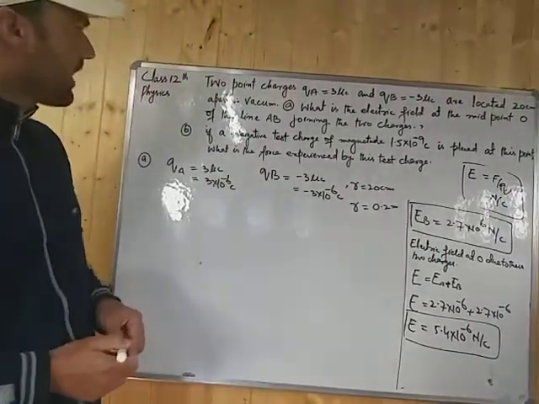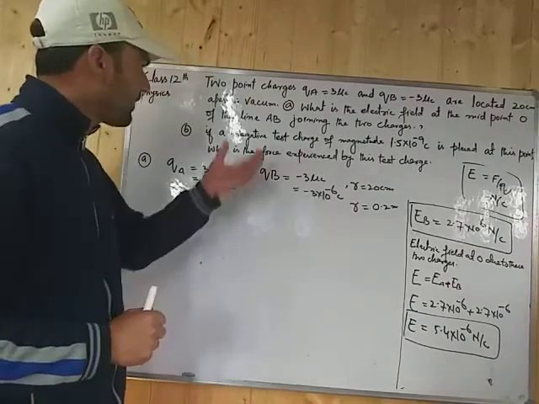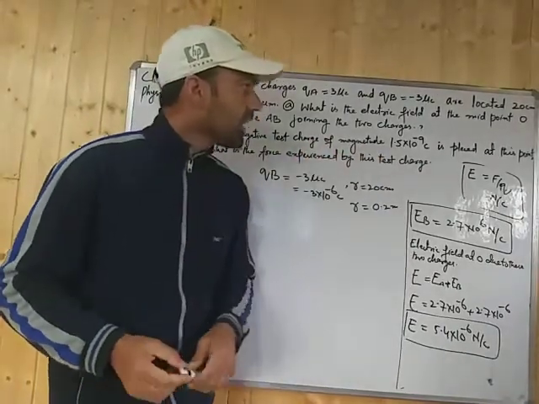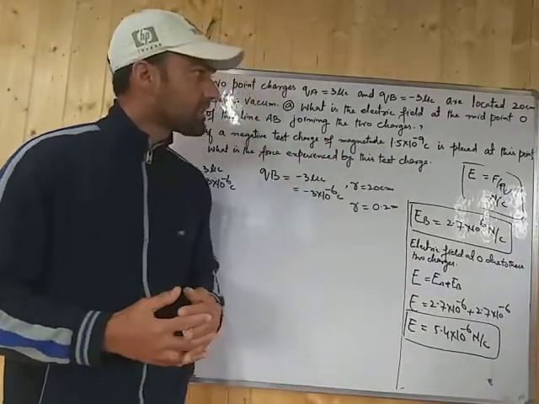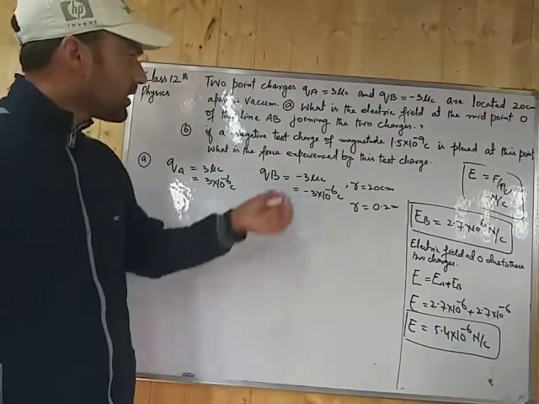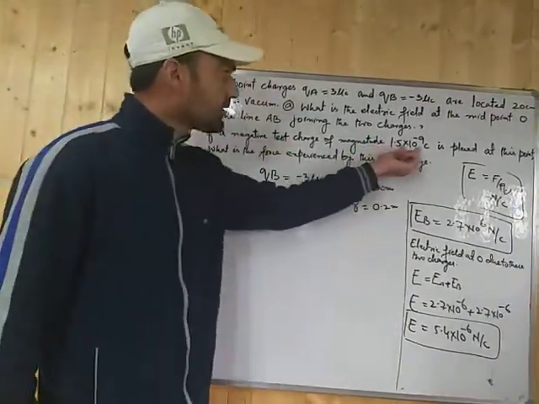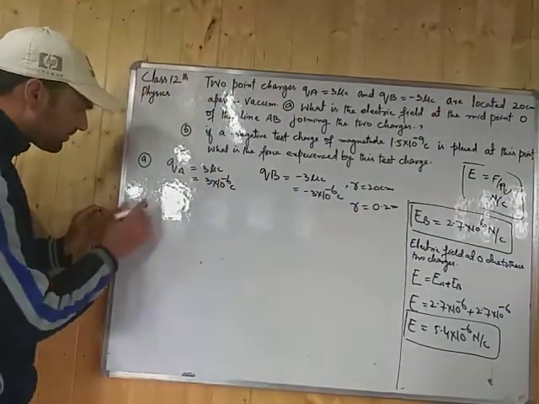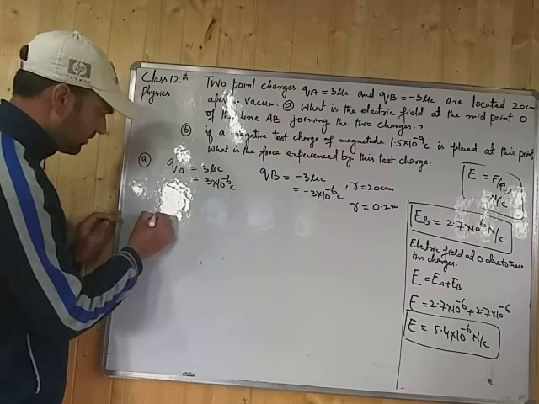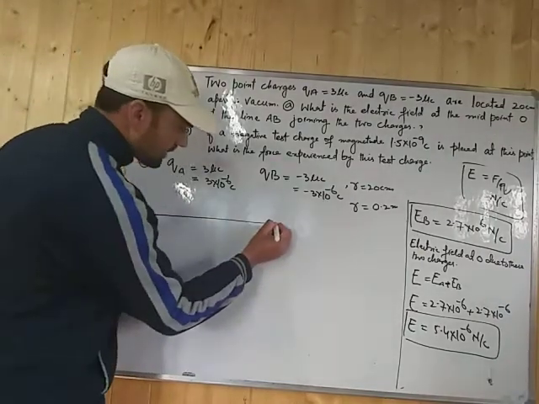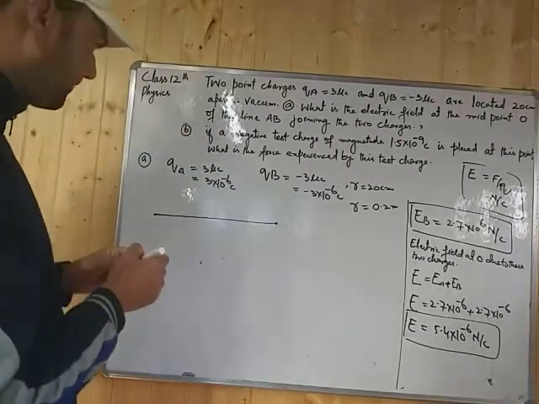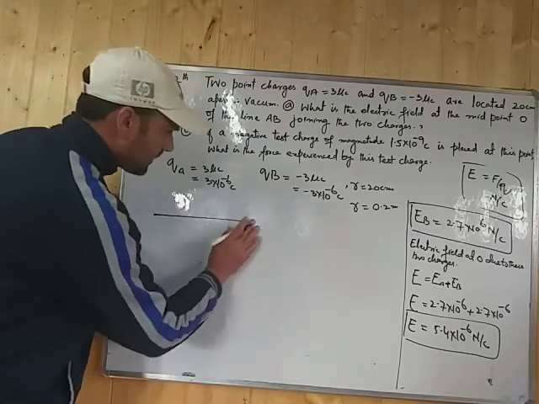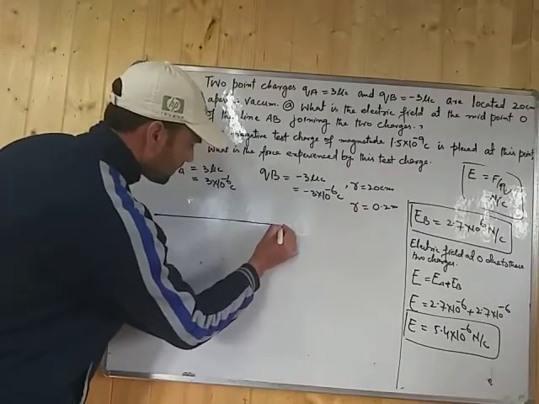So the second part of the numerical is, if a negative test charge of magnitude 1.5 into 10 raised to power minus 9 coulombs is placed at this point. That means a negative charge of 1.5 into 10 raised to power minus 9 coulombs is placed at the center of the line joining the two charges. So here is the first charge, the second charge, and this is the center.